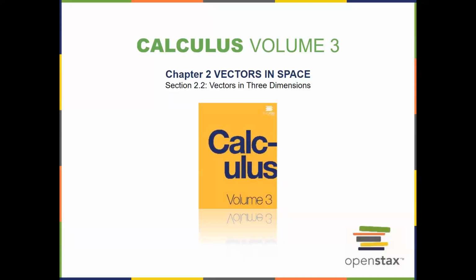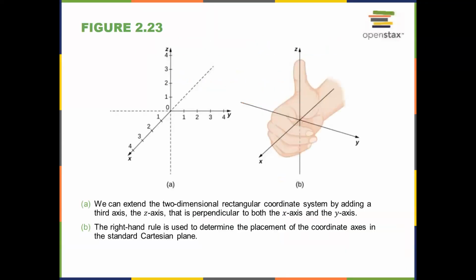Okay, so we're going to work on chapter 2, sections 2 and 3. Hopefully we won't be out as early as we were last time, but you never know. So section 2.2 is vectors in 3 dimensions. And we'll announce 2.3 when we get to it.